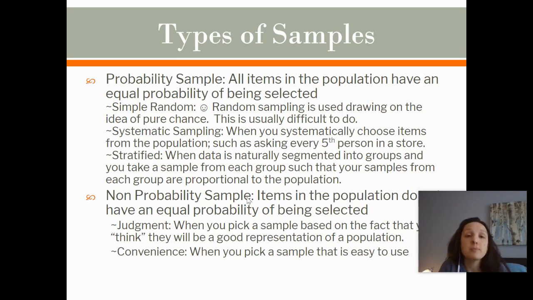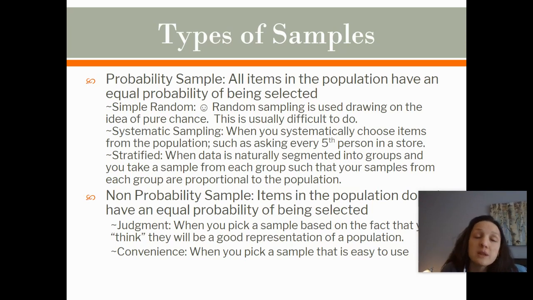A non-probability sample is one where you can't get everybody. Not everybody has an equal chance of being selected. Usually this means you're doing a judgment or a convenience sample. A judgment sample is when you pick a sample based on the fact that you think they are a good representation of the population. You know what, there's about 50% men, 50% women. I'm going to make sure I get 50% men and 50% women, but just ask specific ones. Not a good idea if you can avoid it.